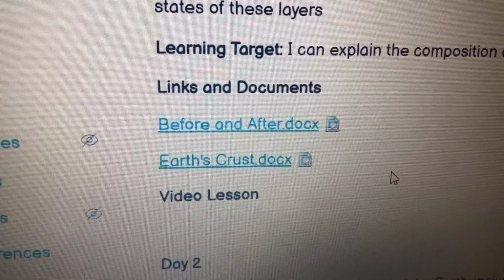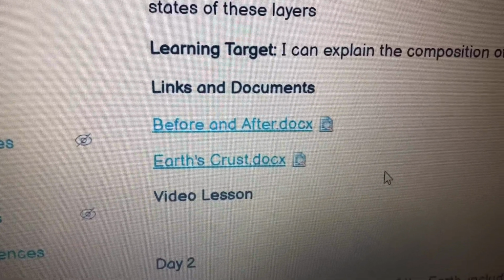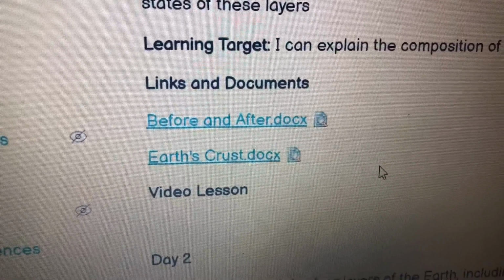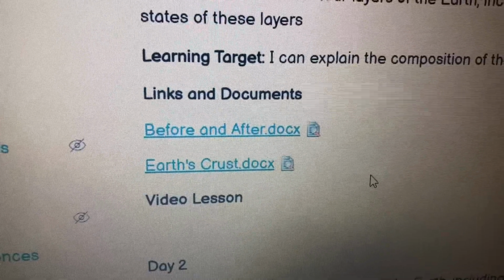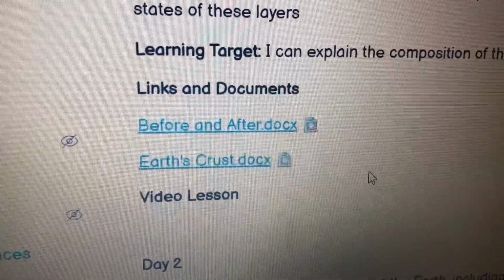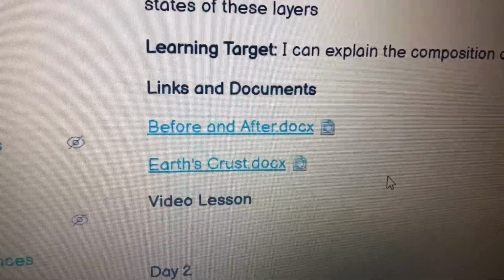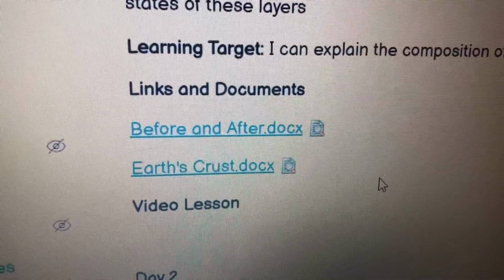But you're going to have to do that on your own. There are a lot of facts about Earth's crust, and I want you to find about 5 things, okay? If you can do more, well, do more about Earth's crust. And you write that in your notebooks.